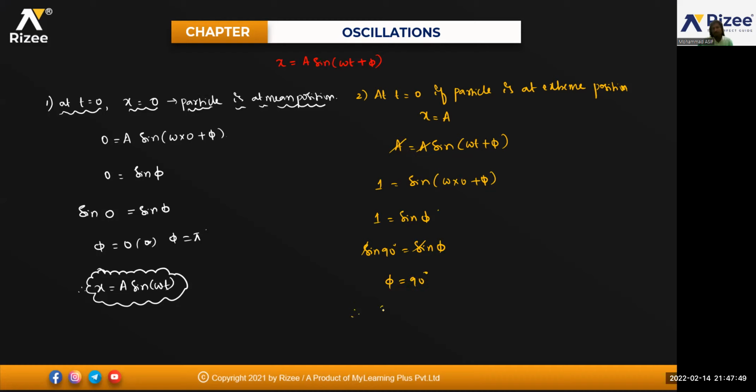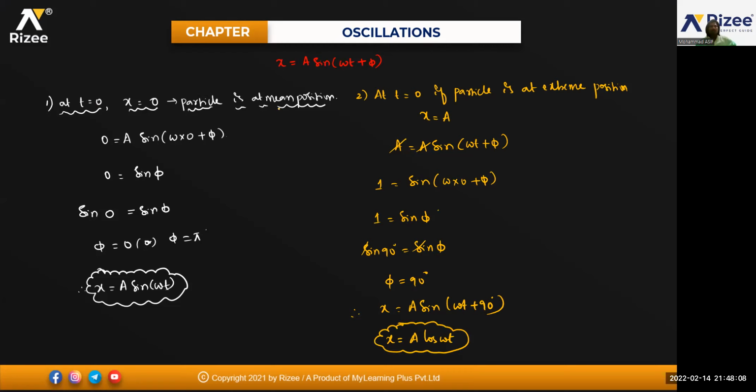That means if I write x equals a sin(ωt + 90), sin(90 + θ) is nothing but cos θ. So this will become x equals a cos(ωt). See, both of them are valid. It depends upon where the particle is present.